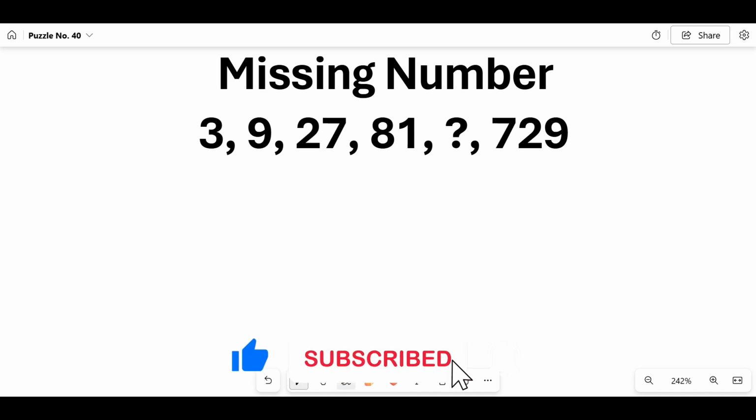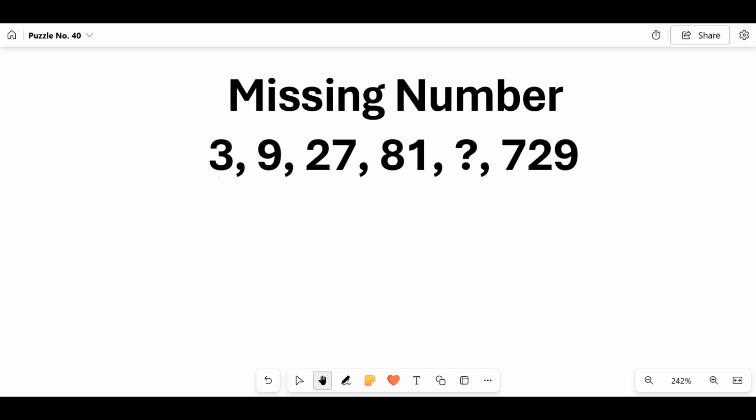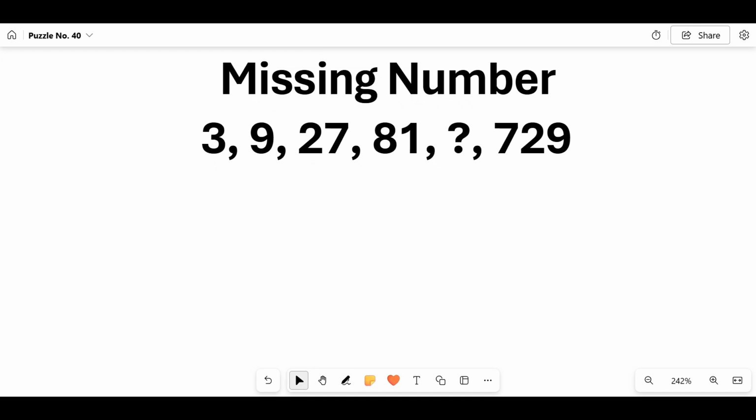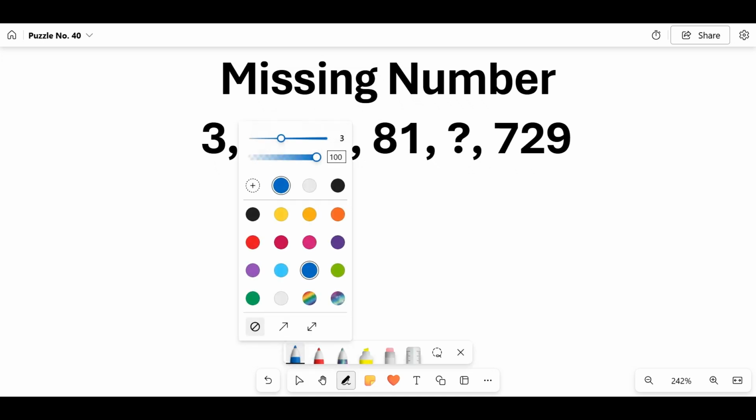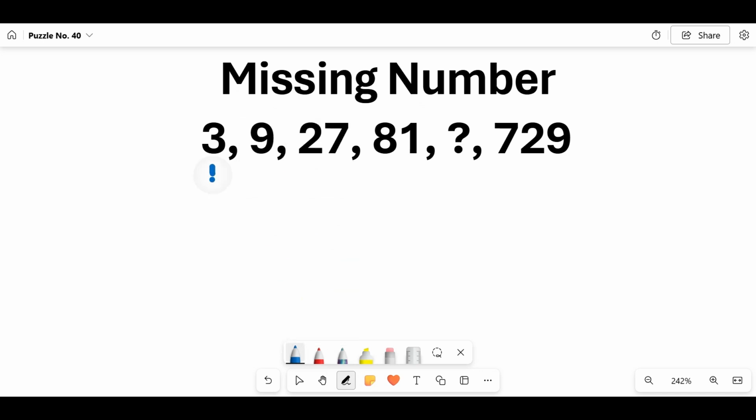As you can clearly see here, this 3 is multiplied by one more 3, that is number 3, so they are getting 9. So 3 multiplied by 3 gives 9, right? Again, this 9 is multiplied by 3, and they are getting 27. So every time they are multiplying by number 3. So 27 again multiplied by 3 gives 81.